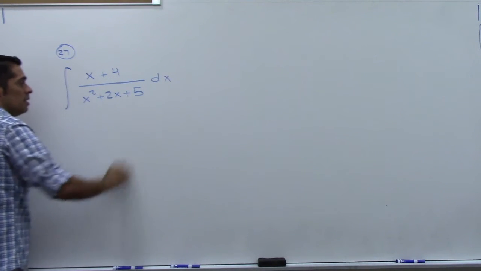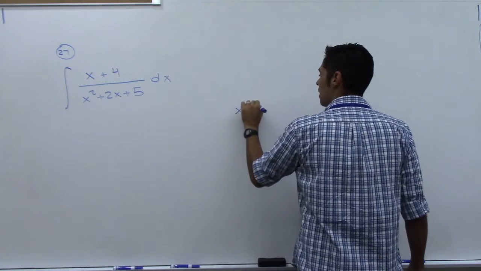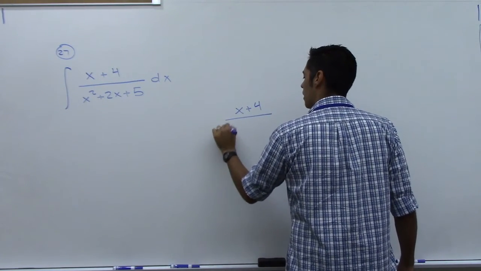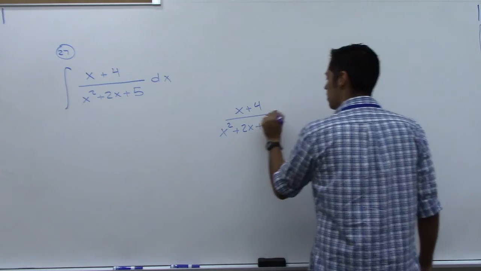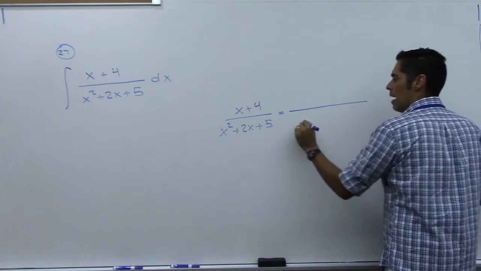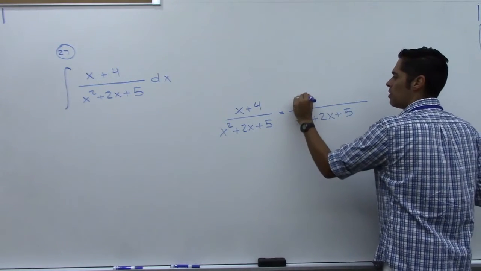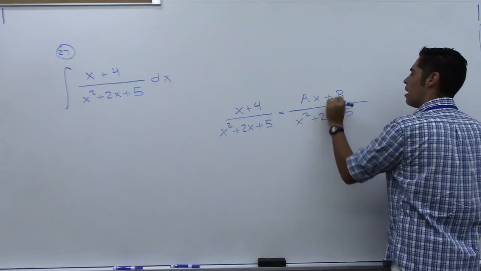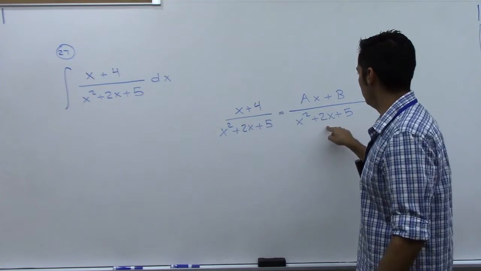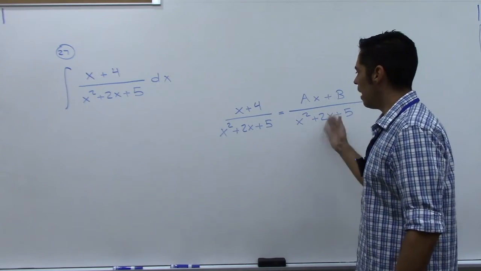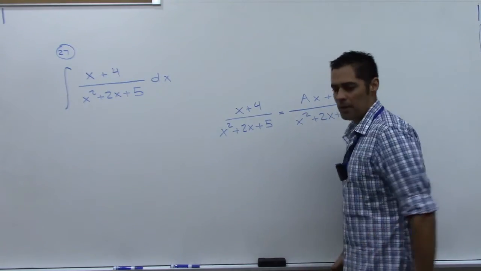You cannot factor it. So if you go with the method that says, okay, you're supposed to take this, x squared plus 2x plus 5, and rewrite it as my irreducible quadratic with a linear expression on top, ax plus b. But think about that. You already have a linear expression on top. So if you did this, you would actually get back a is 1 and b is 4, and you'd be right back where you were.